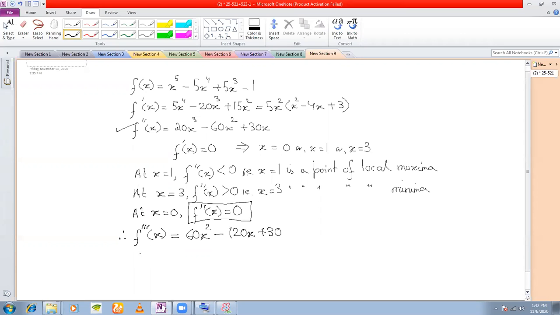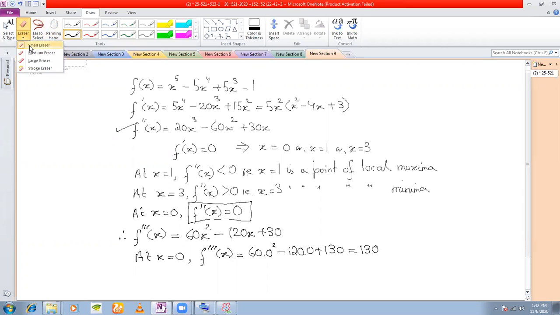Now we check at x equal to 0, what is the sign of f triple dash x? At x equal to 0, we get f triple dash x equal to 60 into 0 square minus 120 into 0 plus 30. What are we getting? We are getting this as 30 only.